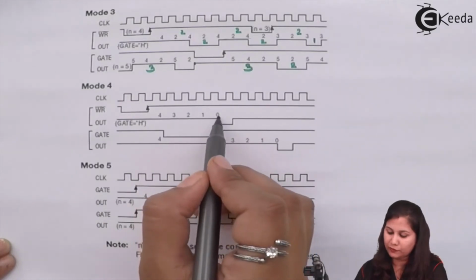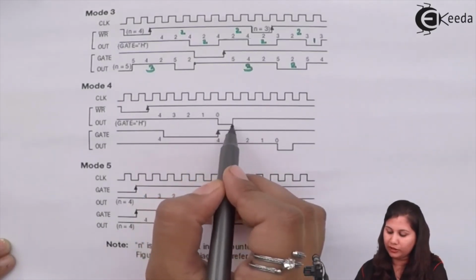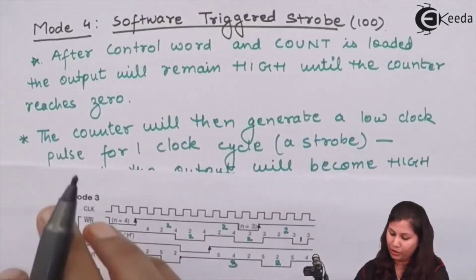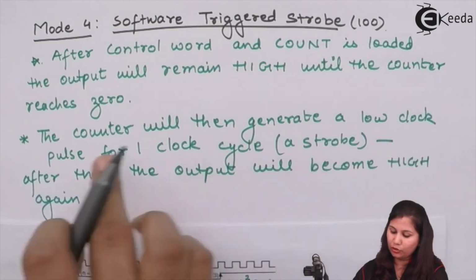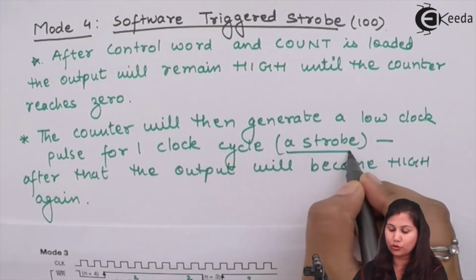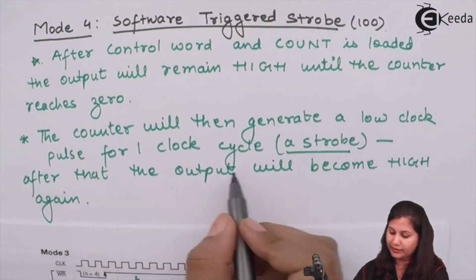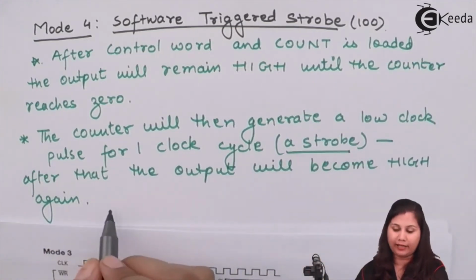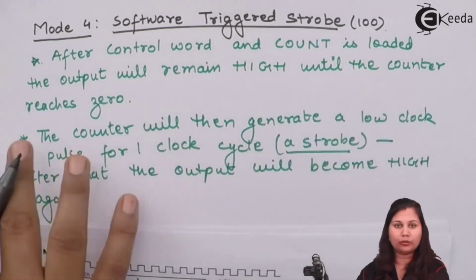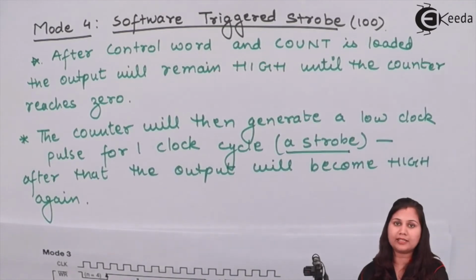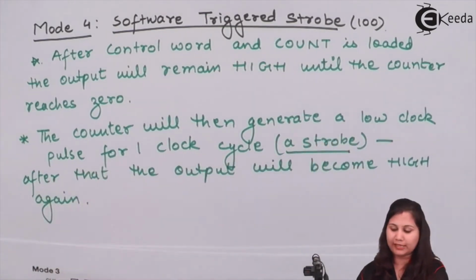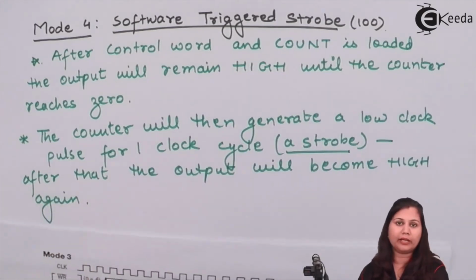It will be high until the counter has reached 0. And when it has reached 0, it will go low for 1 clock pulse, and it will again become high. So the counter will generate a low pulse for 1 clock cycle, which is also known as a strobe. And after that, the output will become high again. So initially the output was high. It will remain high until the counter reaches 0. And when it has reached 0, it will generate a low pulse for 1 clock cycle. And after that, it will again become high.